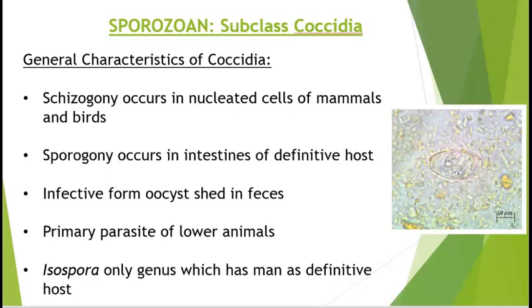So now we need to discuss some sporozoans that fall in the subclass of Coccidia. Some general characteristics of Coccidia. Schizogony, the asexual reproduction, occurs in nucleated cells of our birds and mammals. Sporogony, or the process of making spores in parasitic sporozoans, occurs in the intestines of the definitive host. The infective form of Coccidia, the oocysts, are shed in feces usually. These are primarily parasites of lower animals, so non-human, so our mammals or vertebrates.